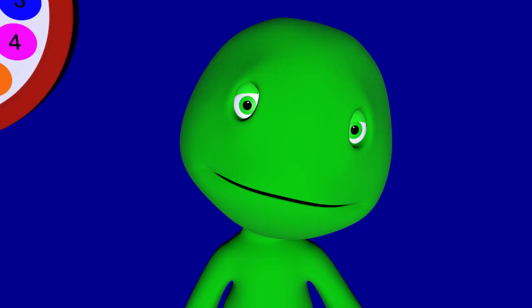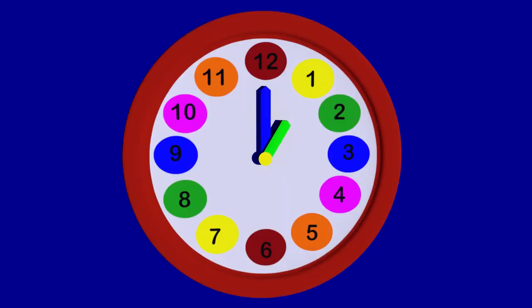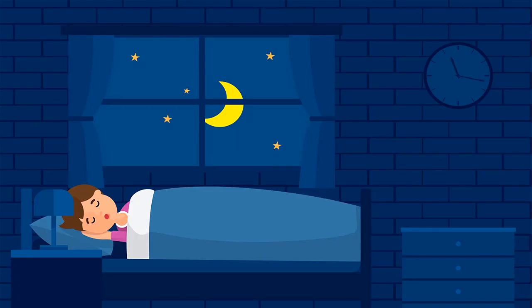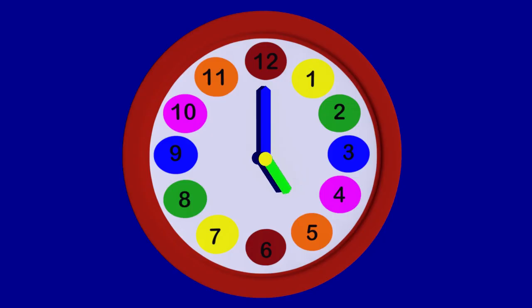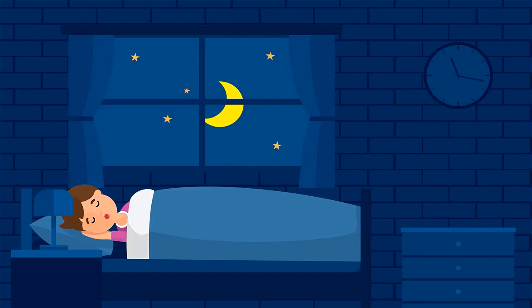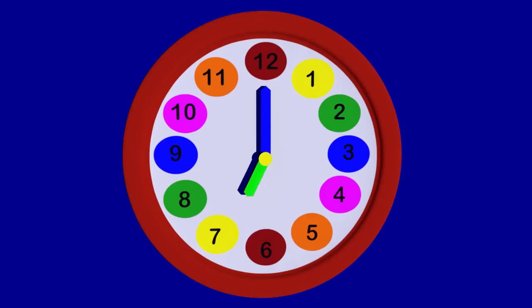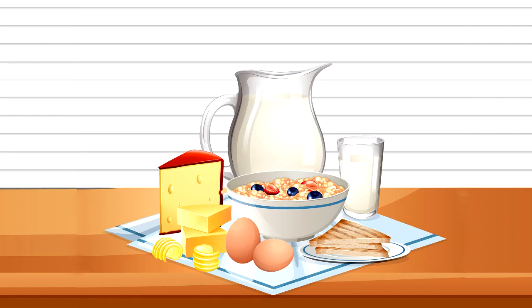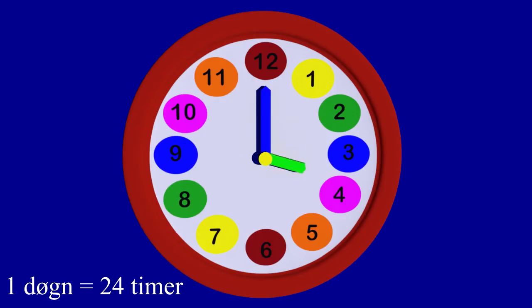Now is the middle of the night, midnight. 1 o'clock, then I sleep. 2 o'clock, then I sleep. 3 o'clock, then I sleep. 4 o'clock, then I sleep. 5 o'clock, then I sleep. 6 o'clock, then I sleep. At 7 I wake up and eat some breakfast. And now 24 hours have passed, a full day.